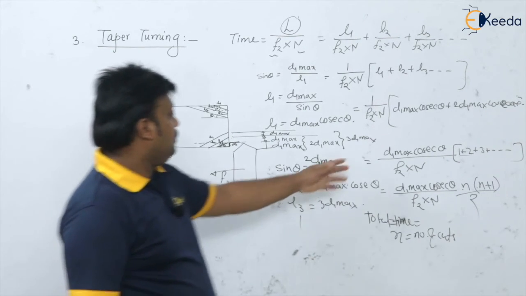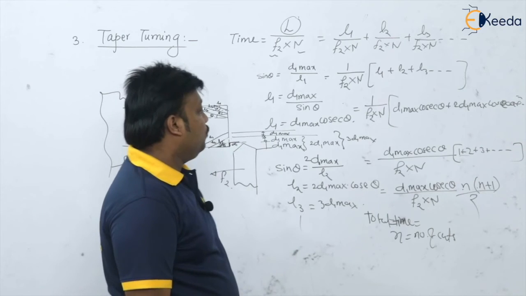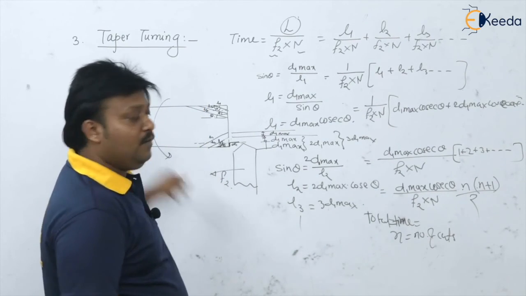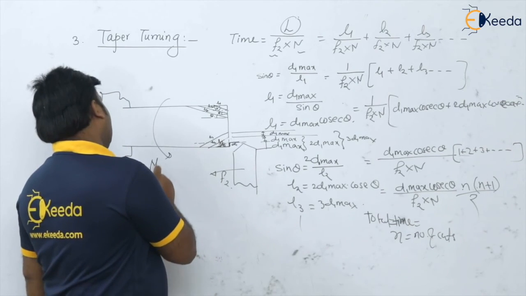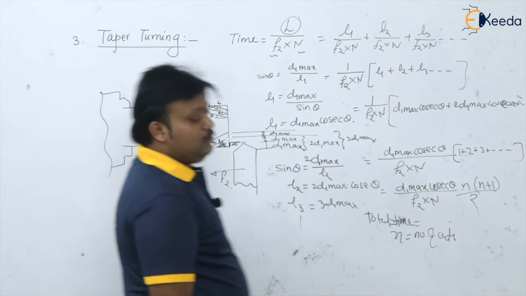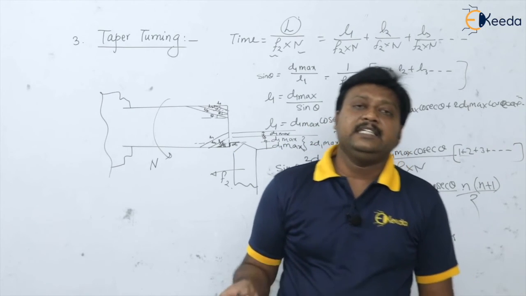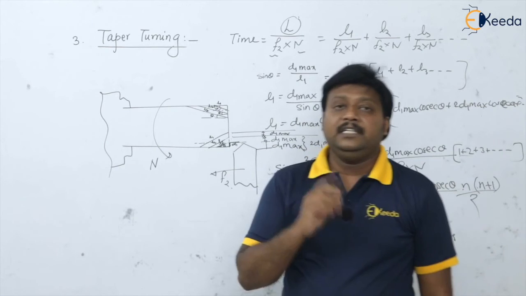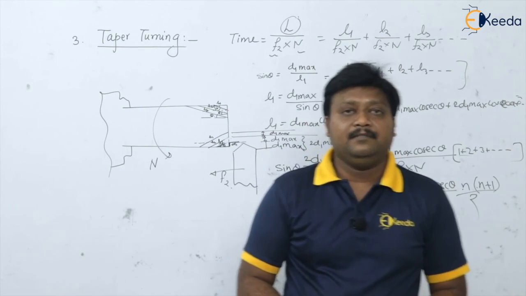And d1 max is what? This is the depth of cut for every cut, of course. F2 is the feed in mm per revolution, and N is the RPM of the spindle or the job. So in this way we are able to calculate the machining time for the taper turning operation on the lathe machine. Okay, thank you.